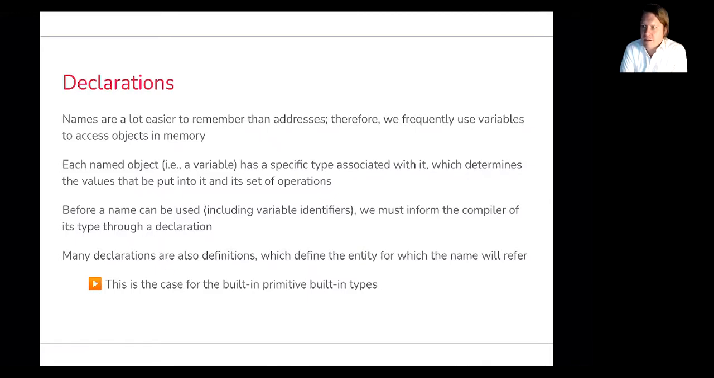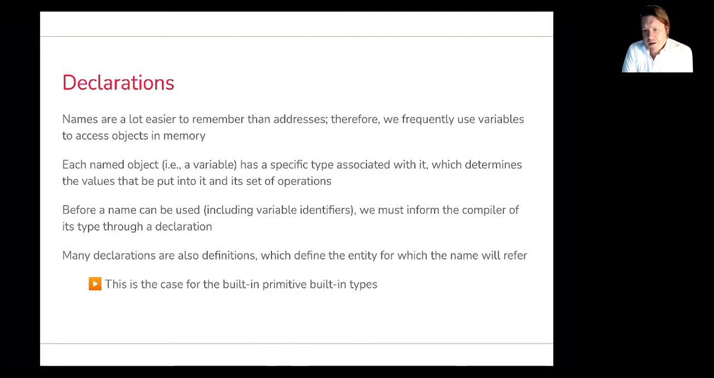Likewise, in our program, it's more convenient to use names. It's something we're familiar with and use on a daily basis, as opposed to having to remember long addresses as to where those variables actually live. And this is, at this point, getting into a brief review: each named object is going to have a specific type associated with it. That's going to determine, again, the values that we can put inside the object, as well as the set of operations that can be applied to objects of that type.